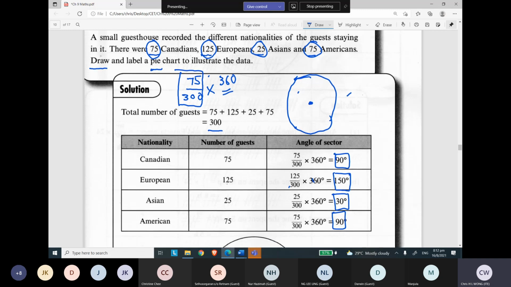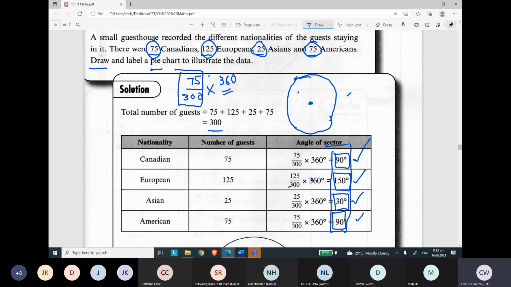And when I do that, for 75, I get 90 degrees for the first one. For the second one, European, same thing. I have 125, right? I divide by the number of people, times 360, I get 150 degrees. So for these four groups of people, you get different degrees. And when you look at this, you should be able to use a protractor to draw on the circle how many degrees.